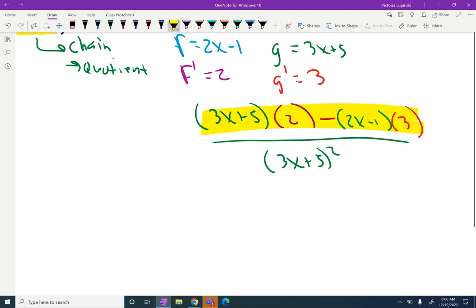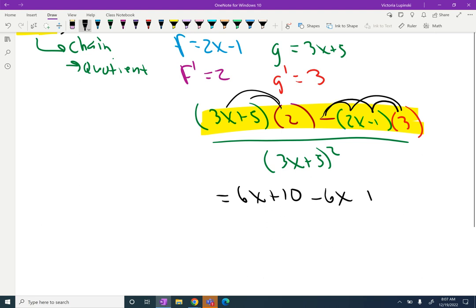Let's just do the top. So if I'm just going to do the top, distribute the 2, 6x plus 10. Distribute the negative, gives you a negative 2x times 3, which is a negative 6x. Distribute the negative to the negative 1, becomes a positive 1, times 3 becomes a positive 3. Something pretty nice happens. The 6x's are done. So 13 over 3x plus 5 squared. So that was your little quotient rule interlude.